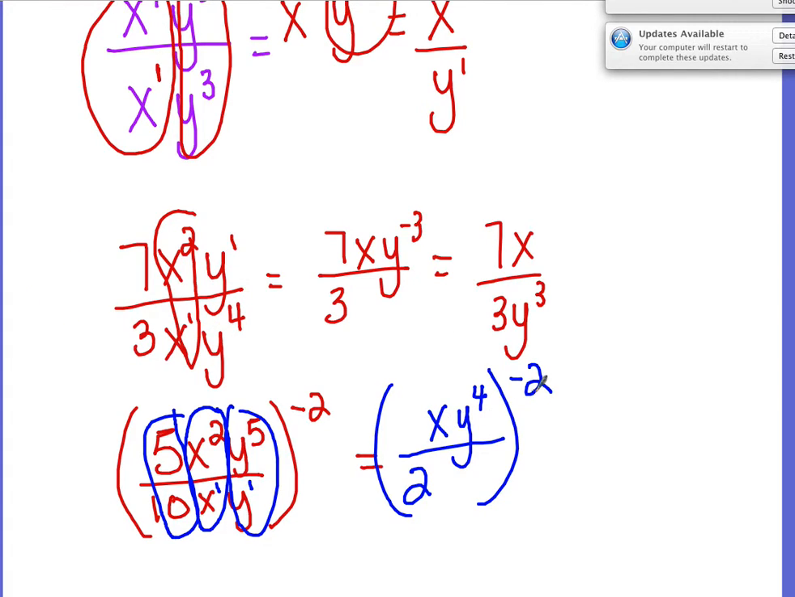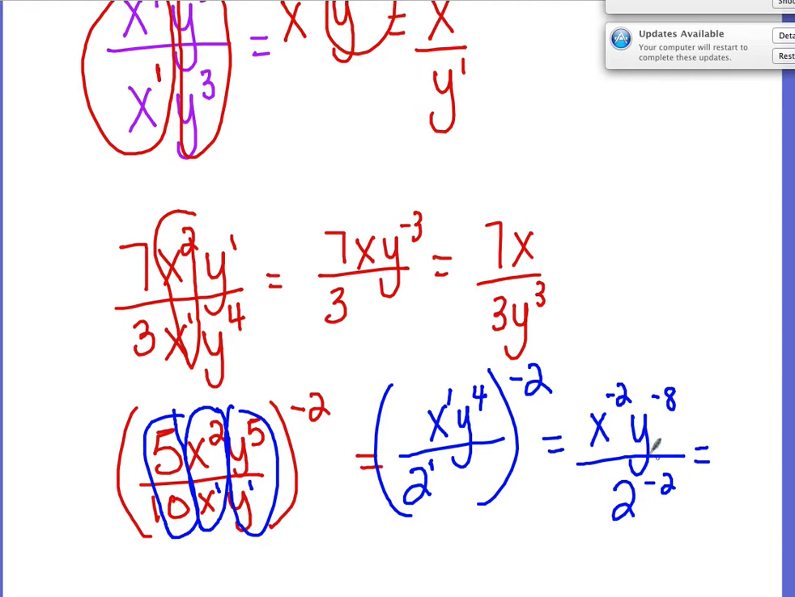When I'm raising this entire thing to the negative 2 power, I have to employ that property, the power of a power property, where you end up multiplying. So 1 times negative 2 gives me negative 2. 4 times negative 2 gives me negative 8. And this 2, I also have to raise to the power. That gives me negative 2.